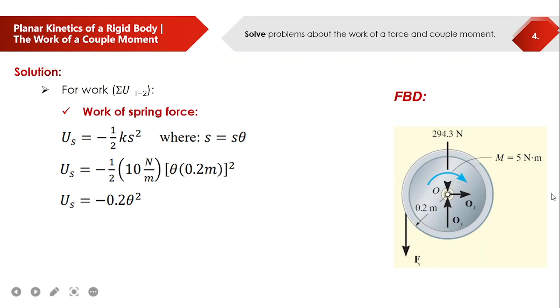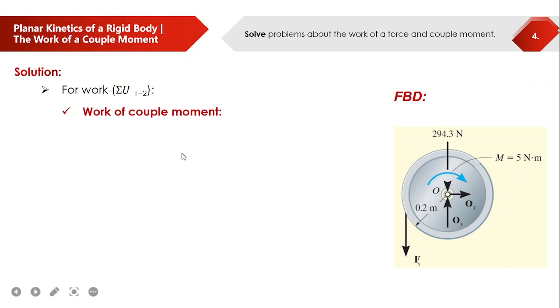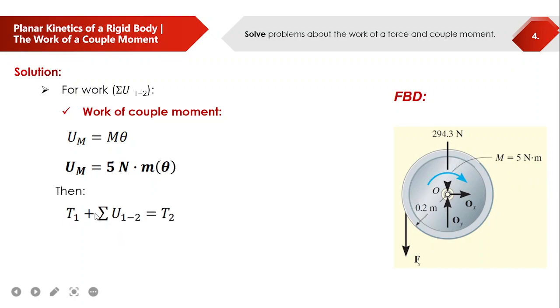So hindi natin alam kung ano yung angle kasi nga yun yung hinahanap natin. Yung angle na na-create after na nag-displace, na na-attain niya yung angular velocity na 2 rad per second. So we have your work of the spring is negative 0.2 theta squared. For the couple moment naman, we have your formula M theta. We have your U sub M is equal to 5 newton meter times theta. Hindi rin natin alam kasi yun yung hinahanap natin. So your total work is the work of the spring force plus the work of the couple moment, is equals to 1.6 joules. So therefore, negative 0.2 theta squared plus 5 theta is equals to 1.6 joules.